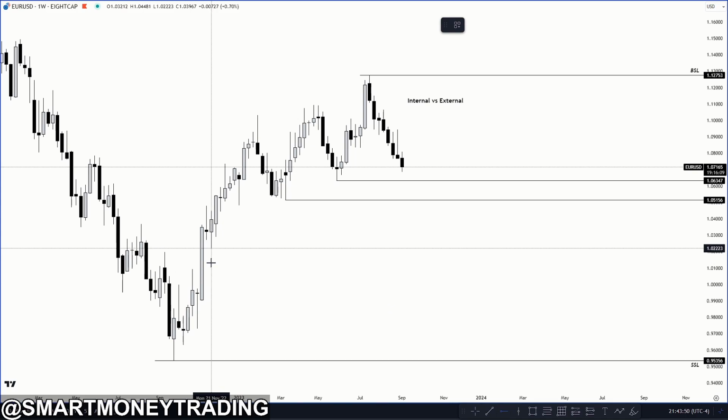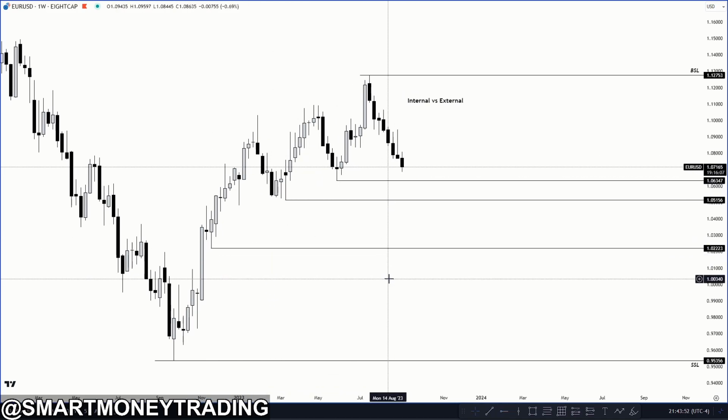Going back to internal versus external, these lows would be your internal sell side liquidity. Again, these are very powerful because they're on the weekly chart, and these candles take a while to print. If you're not a swing trader or a position trader, then you probably would not look at these levels. If you're a day trader or a scalper, you can use these levels to have a higher time frame narrative and drop down further and further to the lower time frames.